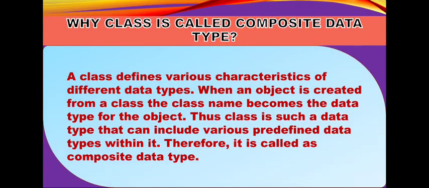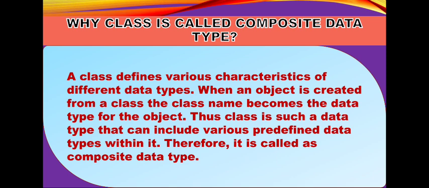Now why is a class called a composite data type? Composite, what is the meaning of composite? Composite means more than one type. When we create an int type, suppose a variable is declared with the int type, that means the variable holds only whole numbers. It cannot hold decimal numbers, it cannot hold characters, it cannot hold strings.